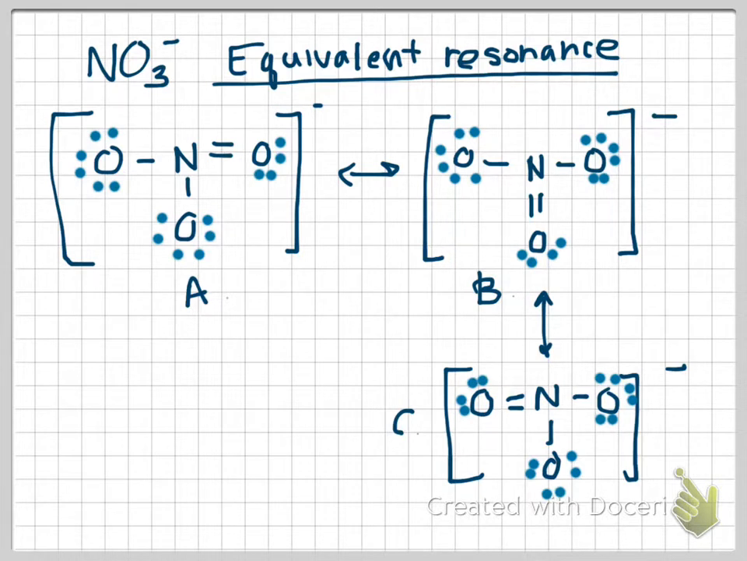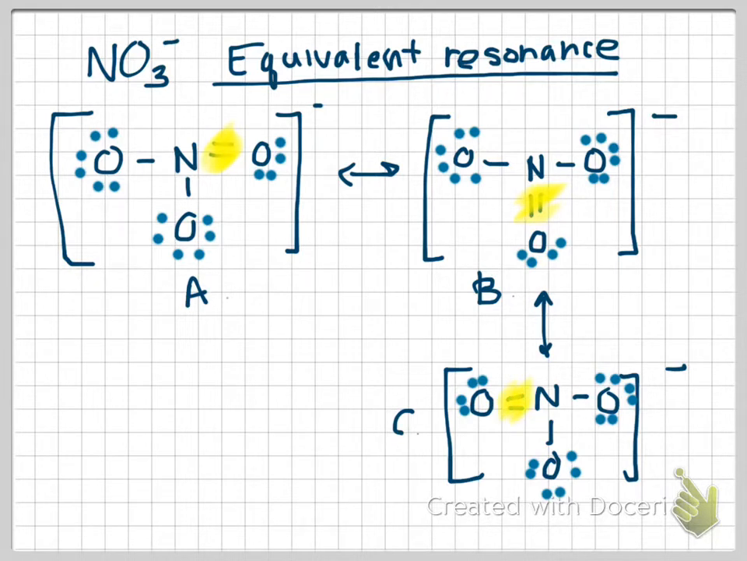But you'll notice each structure has a nitrogen single bonded to two oxygens and a double bond to the other. So if I look at structure A, we can see I'm just moving the position of the double bond in structure A, in structure B, and in structure C.